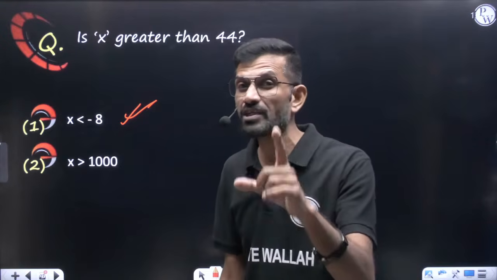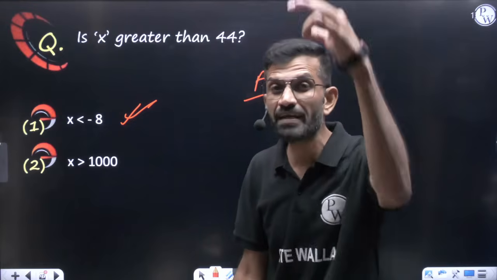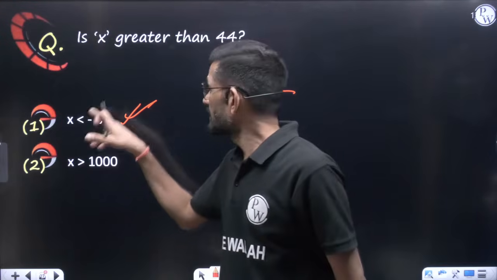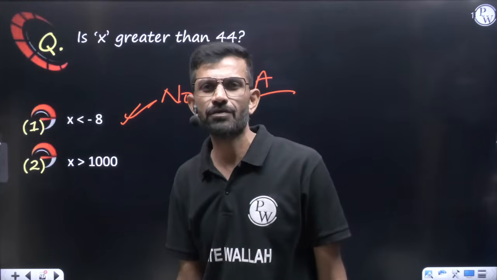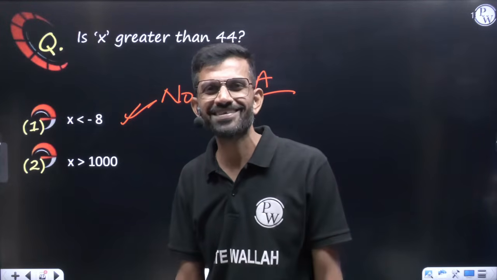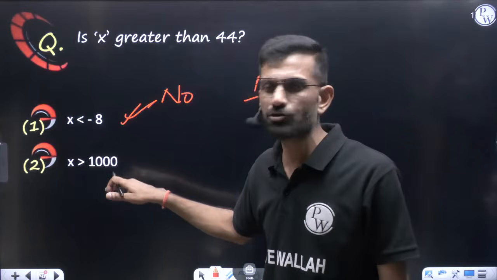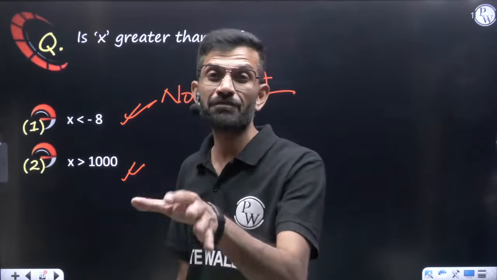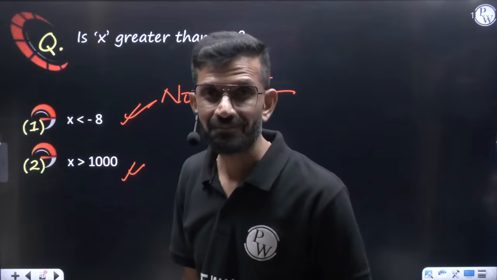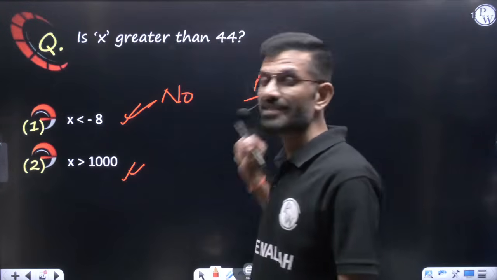That is what I try to explain to you. What the answer is is not important; whether you are getting a confirm answer or not is what matters. Here you got the confirm answer, no. It is not greater than 44. And if you see the second statement, here also you will get a confirm answer, yes. But as I said, if the first statement is sufficient, you will not see the second statement. Clear? So that is the reason the answer is A.